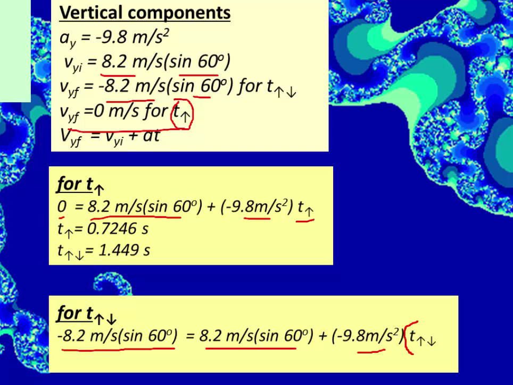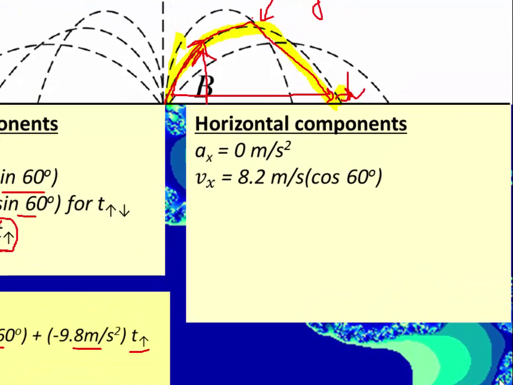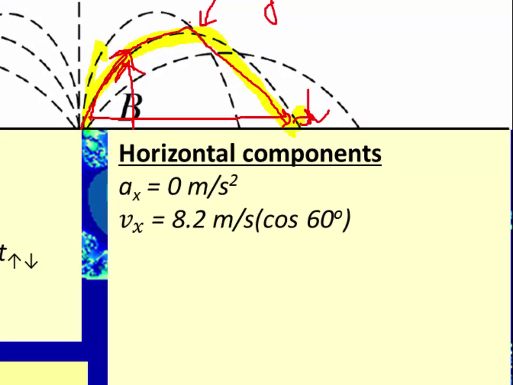This will give us, all in one step, the time it took for the water to go all the way up to the top and come all the way back down. And amazingly enough, you get the same time, T equals 1.449 seconds, which is a relief, because it doesn't matter how you work it. Now we'll look at the horizontal components. Horizontally, the acceleration is 0. Horizontally, the velocity is 8.2 times the cosine of 60, so now we're looking at the velocity in the horizontal direction.